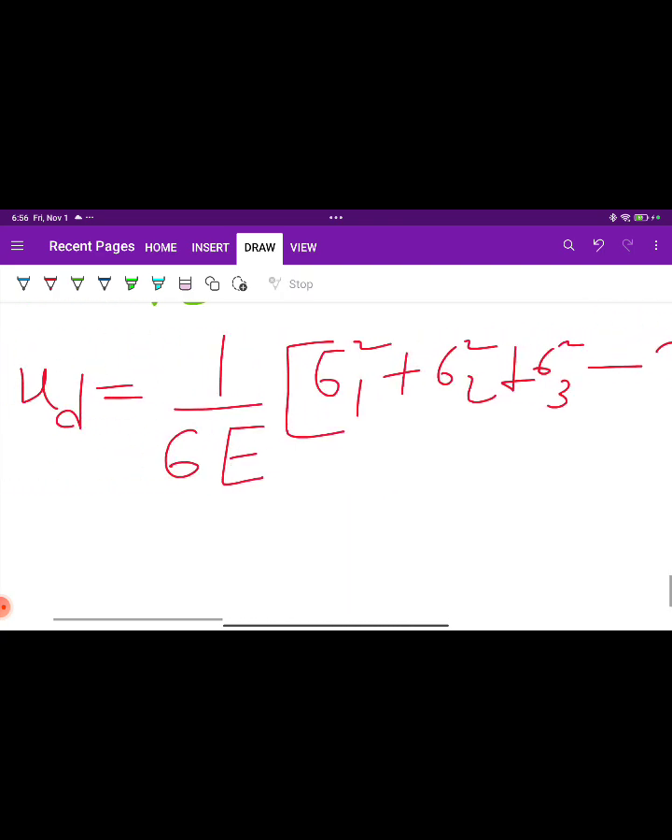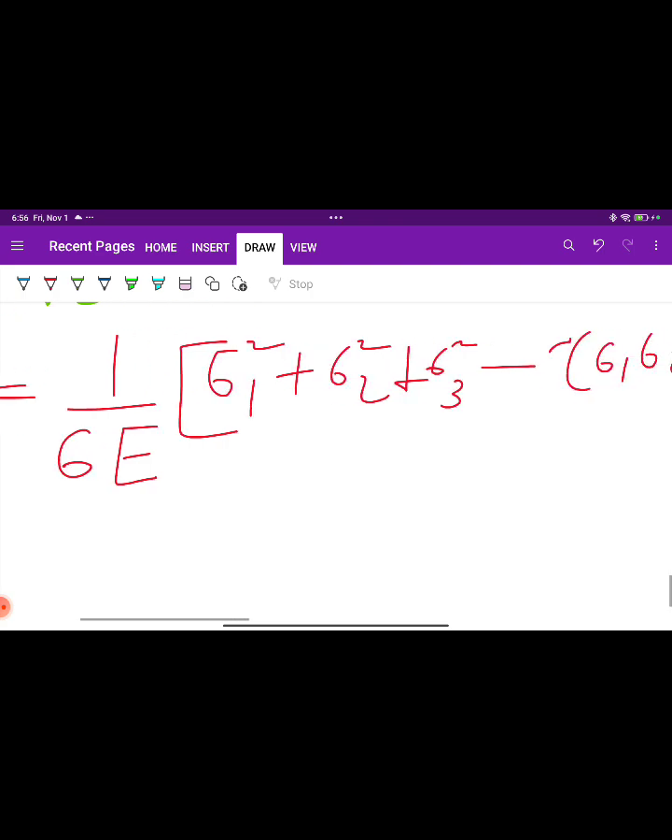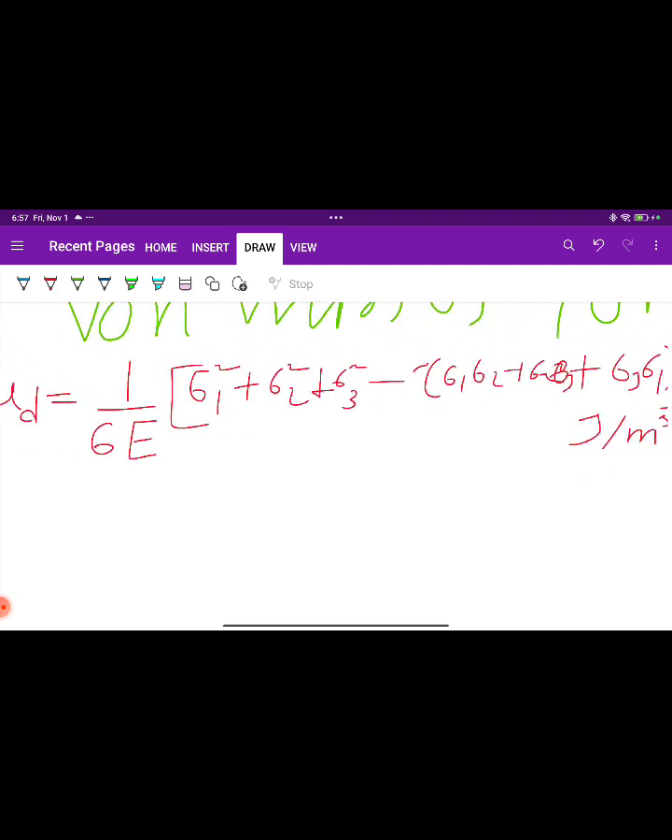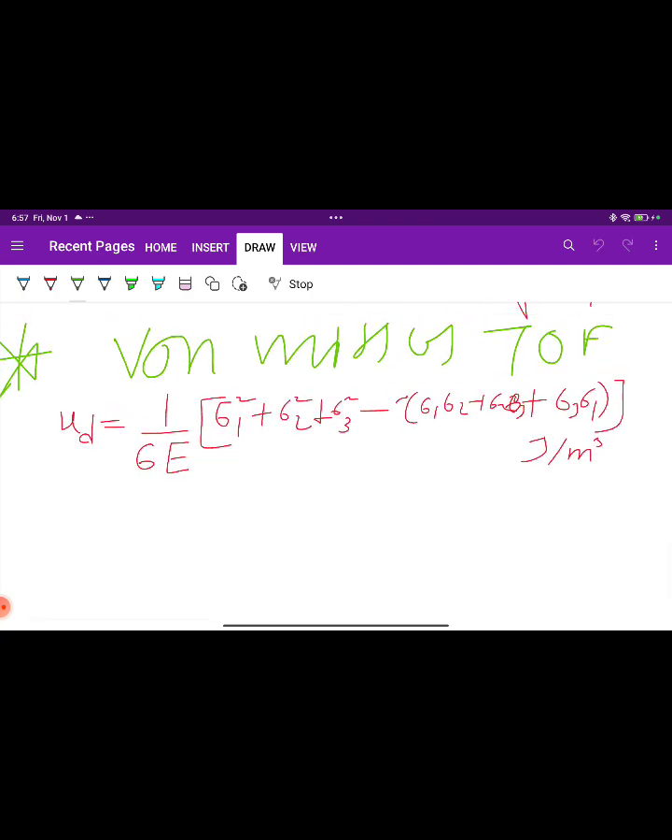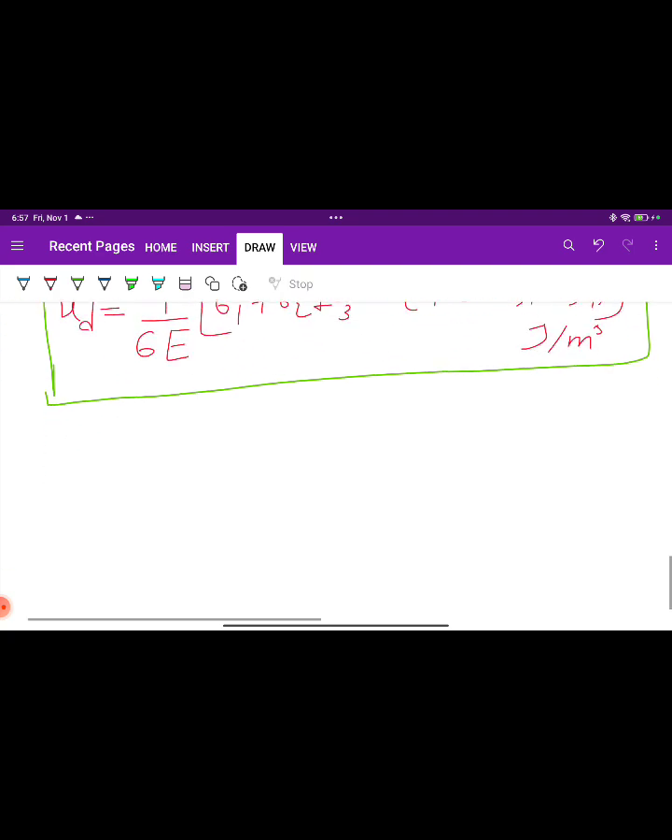So basically in this case we talk about the distortion energy. In Haigh's theory we talk about the strain energy. In Tresca and Guest's theory we talk about the maximum shear stress. In Rankine's we talk about the maximum normal stress. Now we talk about the distortion energy. So this is the formula that we need to remember in this case. This is a very basic and important formula which helps a lot to understand the theories of failure.